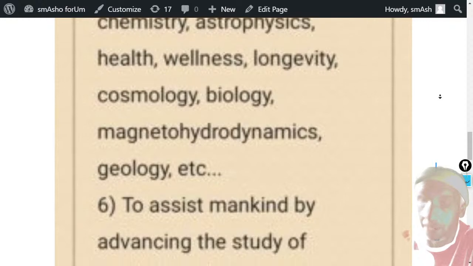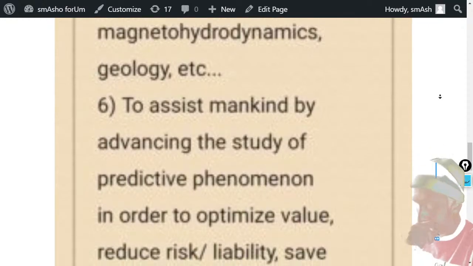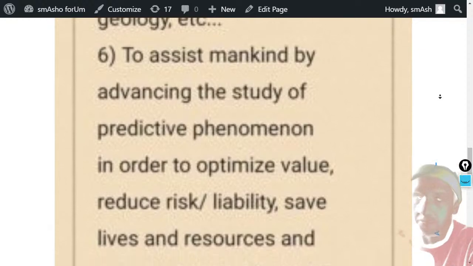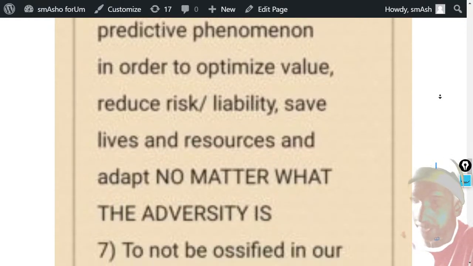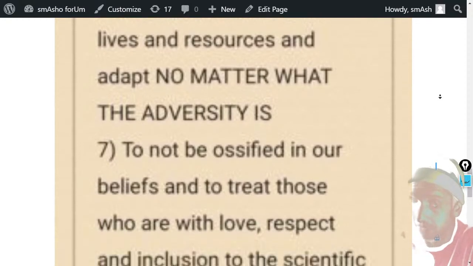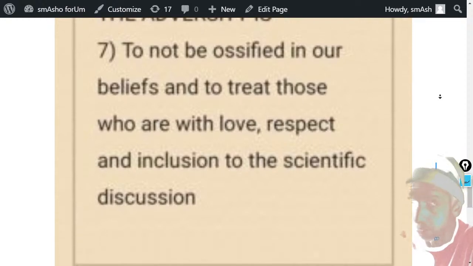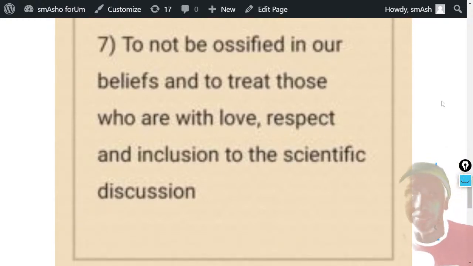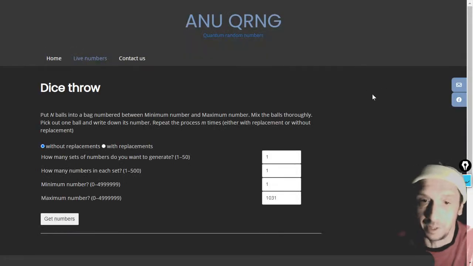To assist mankind by advancing the study of predictive phenomenon, and not nonsense. In order to optimize value, reduce risk and liability, save lives and resources, and adapt, no matter what the adversity is. Even if it's energy from a distant galaxy or something spooky in our galaxy. And last but not least, to not be ossified in our beliefs and to treat those who are with love, respect, and inclusion to the scientific discussion. Again, you can read more about that at smashomash.com.